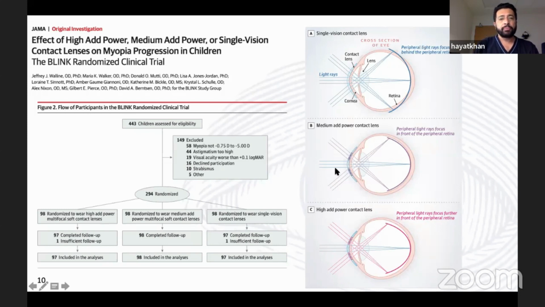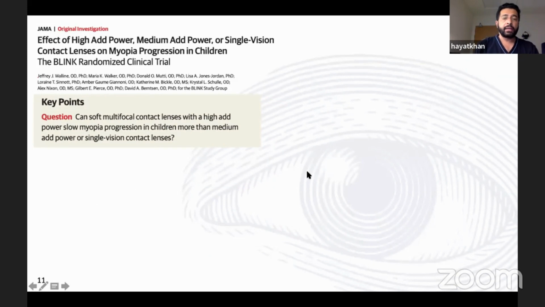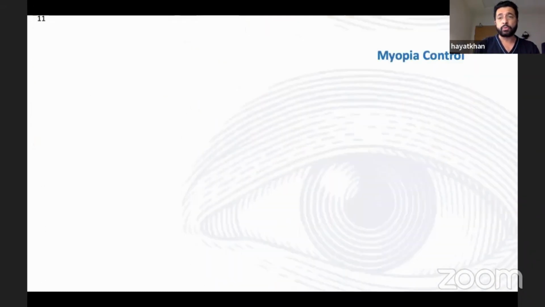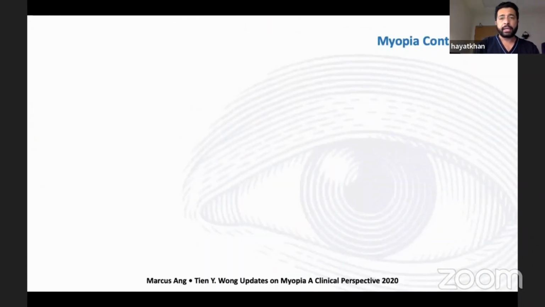So that strategy has worked pretty well, and there are very good results coming with soft multifocal contact lenses with high add power in slowing the progression. And we found this to be a good way in which we can get around.